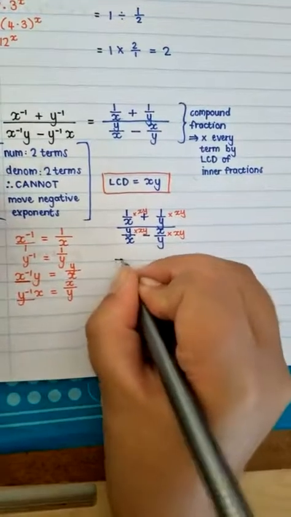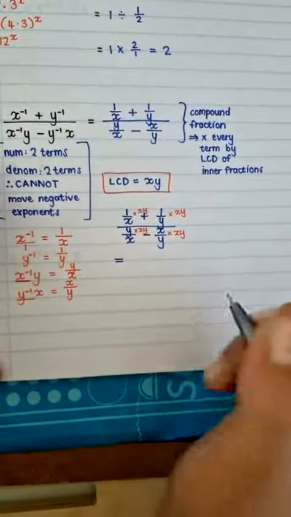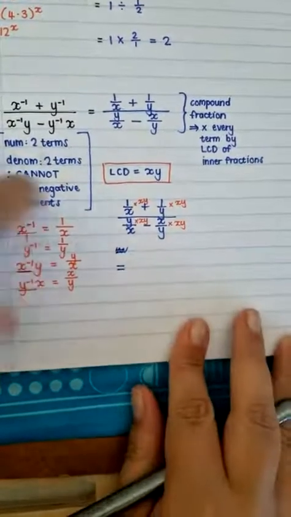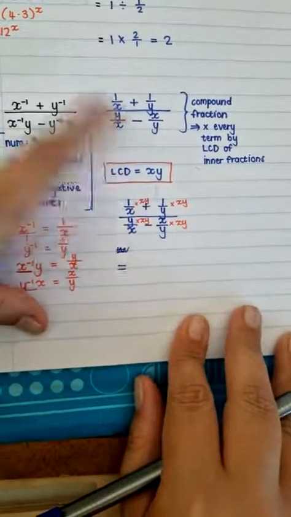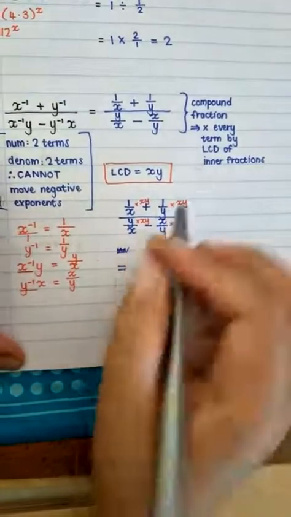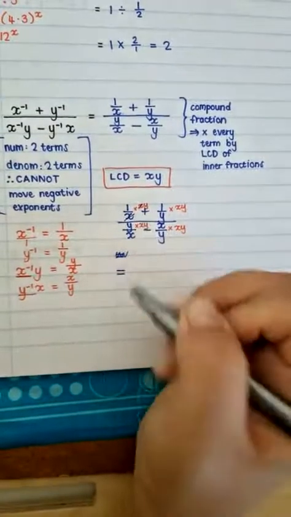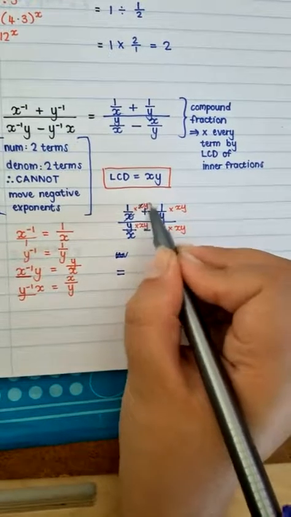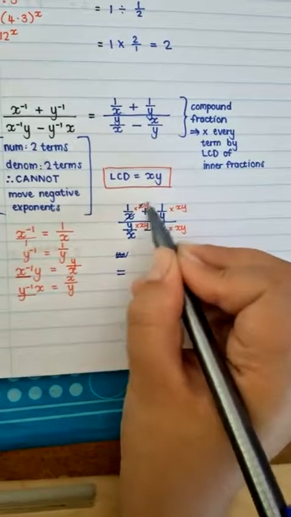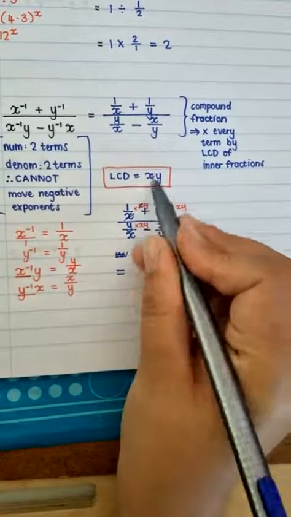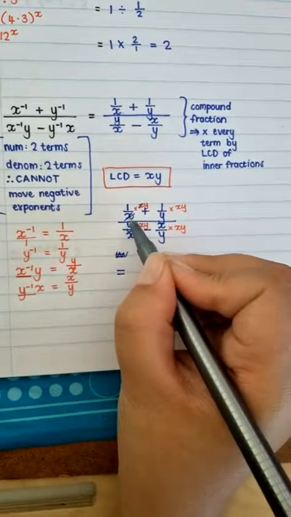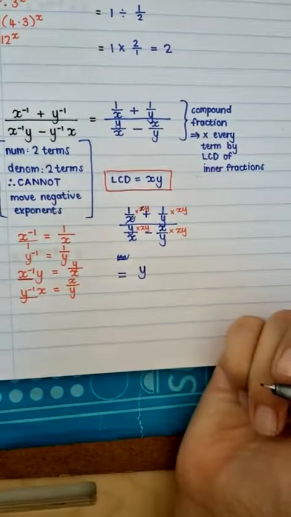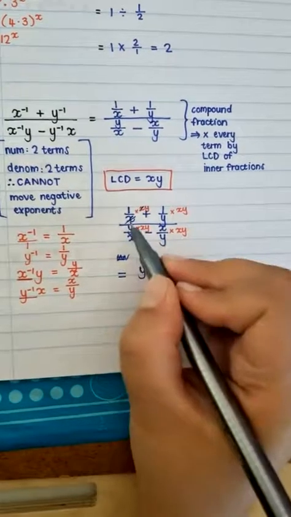Now this in-between step that I'm going to write, you don't have to write. If I have 1 over x times xy, the x at the bottom is going to be cancelled out by the x from our LCD that we have now introduced there. So what is then left? 1 times y is just y. That's great. We don't have a fraction anymore.